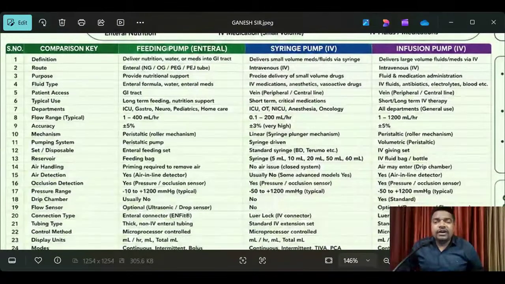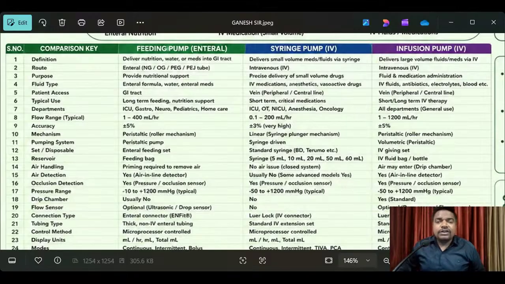Now see here. First of all, I want to show you the serial number. Comparison key: what I am going to compare, what points there are, what parameters there are. Next, feeding pump enteral, syringe pump IV, and infusion pump IV.